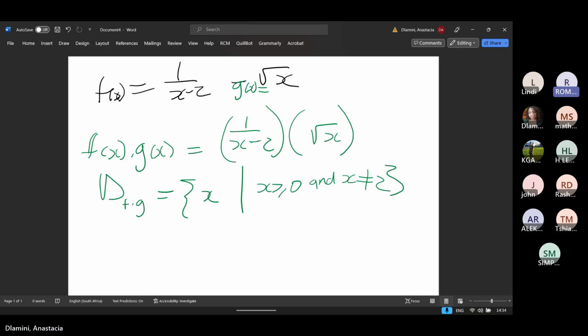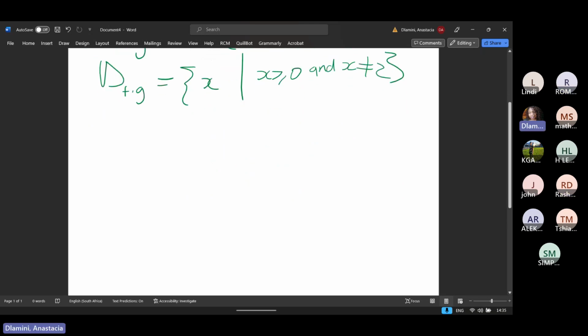It's the same. When you multiply, the domain of f and g is an intersection. So it's the same as when you subtract g from f, or when you add f and g. So you guys know the work. This is good.